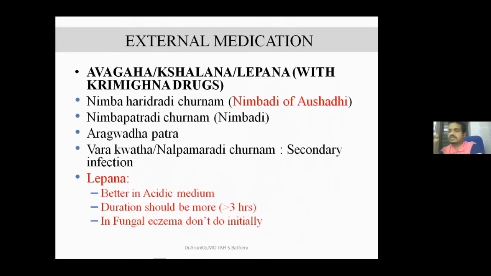Before application, they have to check skin sensitivity also, by applying this mixture in some normal skin area. Then if any secondary infection is there, you can advise lepana should be done in acidic medium, and duration should be more if possible. If possible for the patient, it is better to administer the whole night. Okay, in fungal eczemas, if any secondary infection is there, then don't go for any lepana initially.